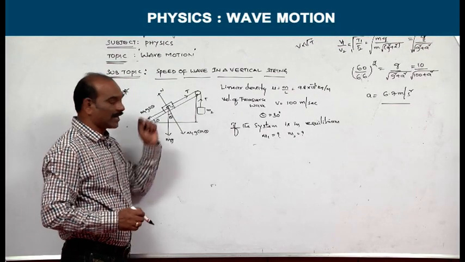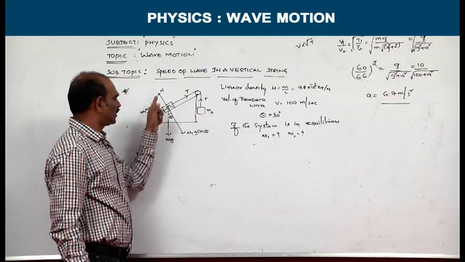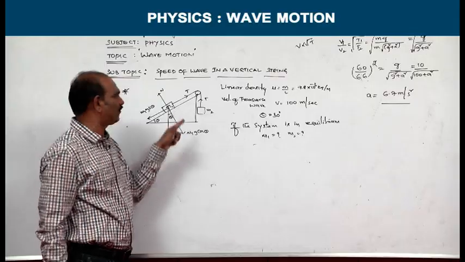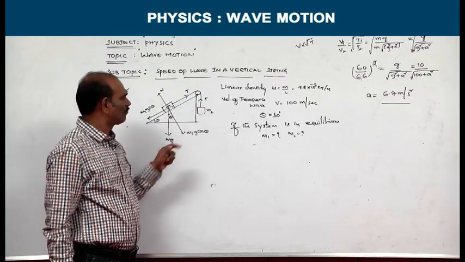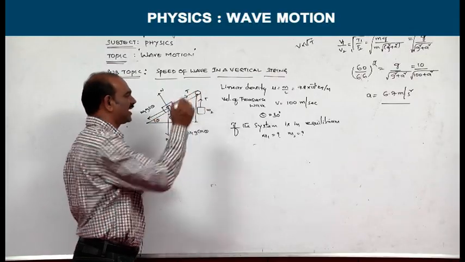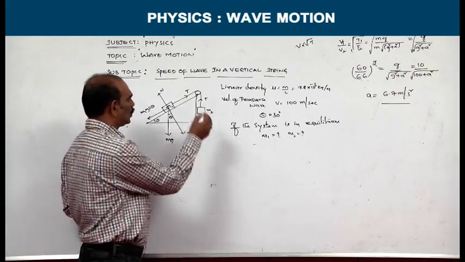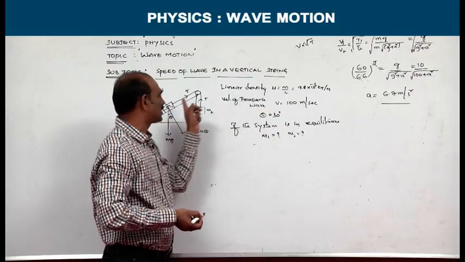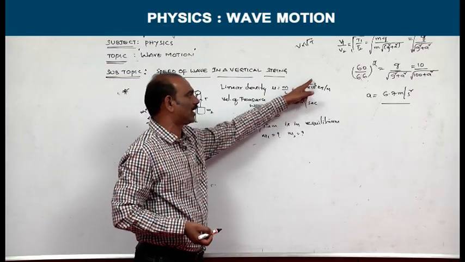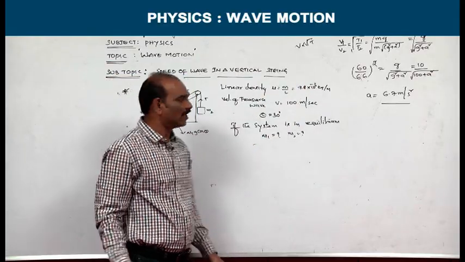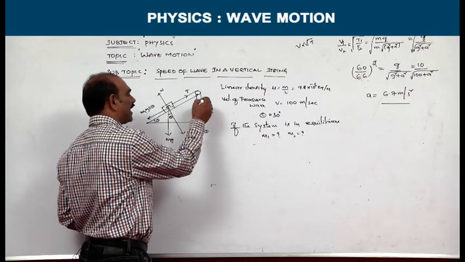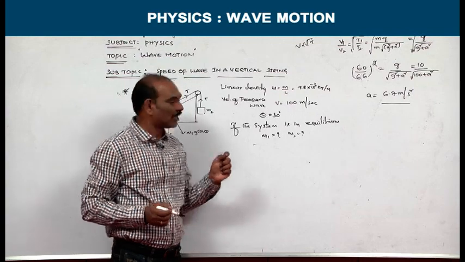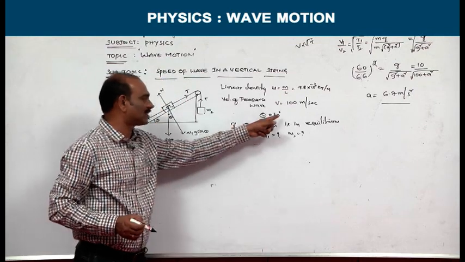This is an inclined plane. Over this, two blocks of masses m1 and m2 are tied by means of a light string, which is passed over a frictionless pulley. The linear density of the string, which is mass per length, is given as 9.8 into 10 power minus 3 kilogram per meter. A transverse pulse is propagating through the string with a speed of v equal to 100 meters per second. The angle of inclination is given as 30 degrees.